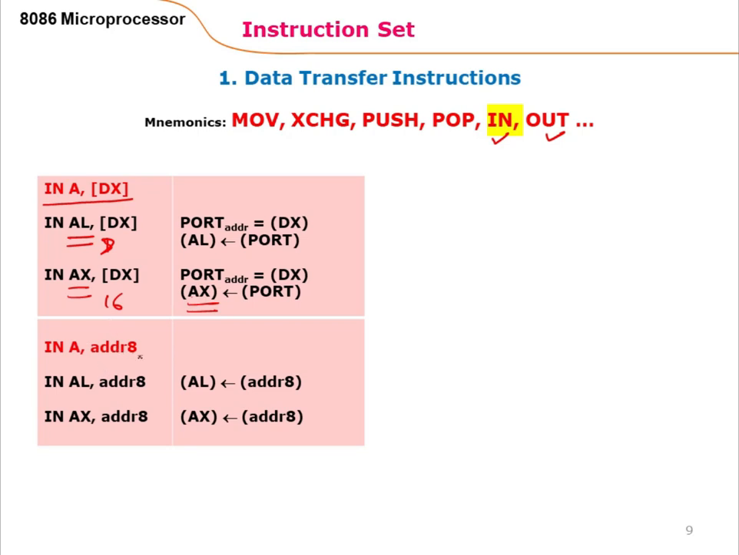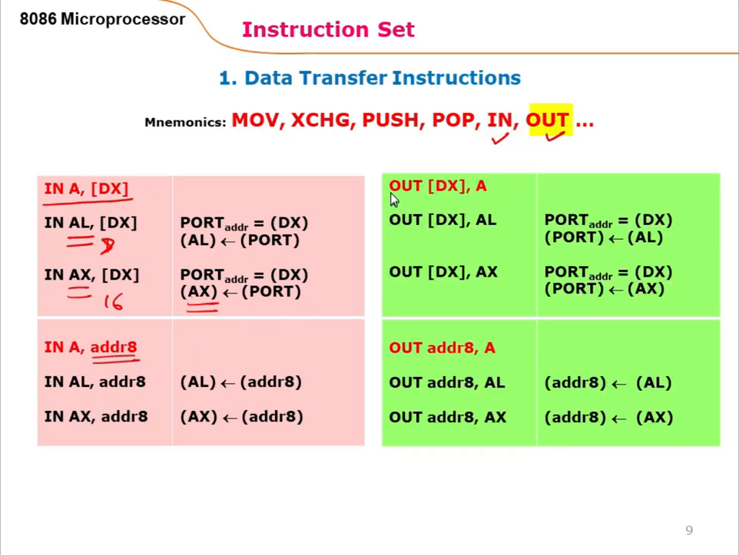Now we can use this instruction with direct addressing also. We give the direct 8-bit address of the port, but the data is 8-bit or 16-bit. When taking 8-bit data from the port, we copy it into AL, and when copying 16-bit data, we use the register AX. So here the address is 8-bit, but the data will be 8-bit or 16-bit.